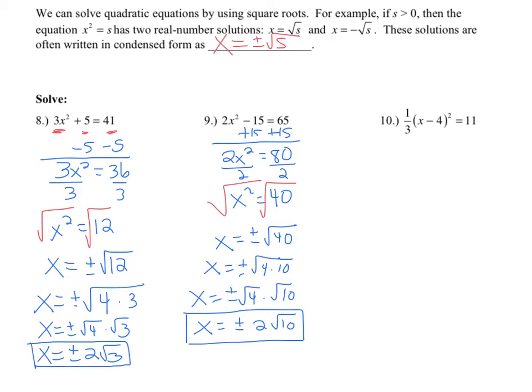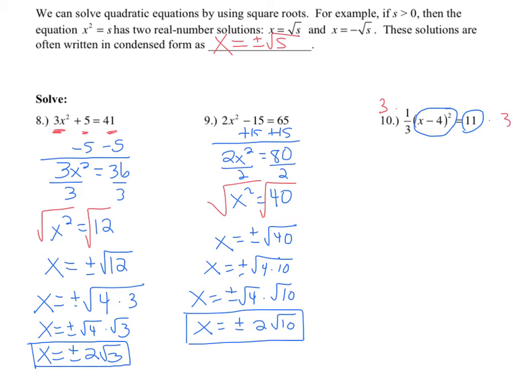In problem 10, it's a little bit of a different setup, but it still works because I still have a quadratic term, something squared, and then the others are just constant terms. So first thing I want to do is get rid of this 1/3. Normally we would divide away the coefficient, but because it's a fraction, we don't divide by fractions, we multiply by the reciprocal. And this is my only option.